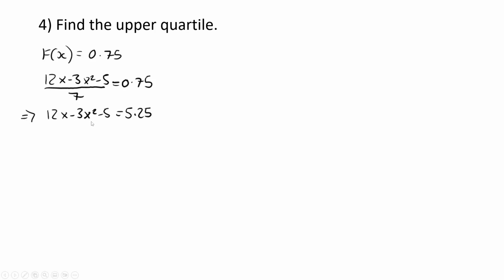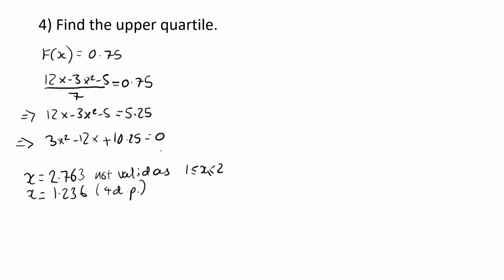Okay, so to find the upper quartile, all we need to do is set our function equal to 0.75, evaluate that in terms of x, and then rearrange and solve it so we get a quadratic equation that we can solve in terms of x, and then that gives us two possible values. Now you can see that 2.763 is not valid as it's not over the interval 1 to 2. So we take the second answer, which is 1.236 to 4 decimal places.